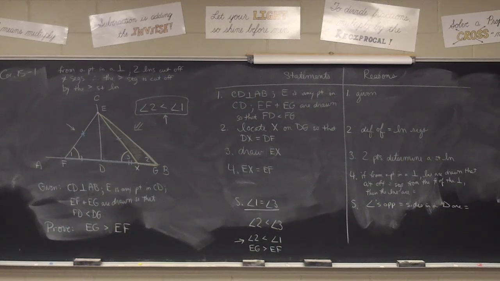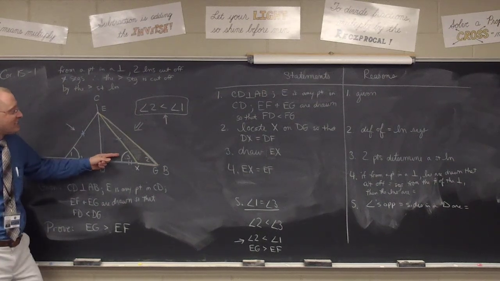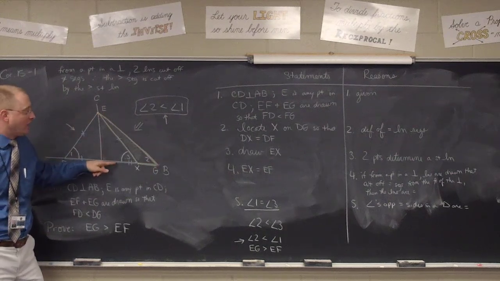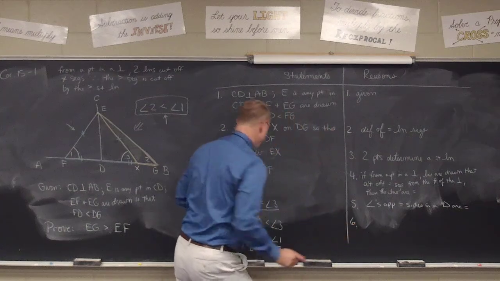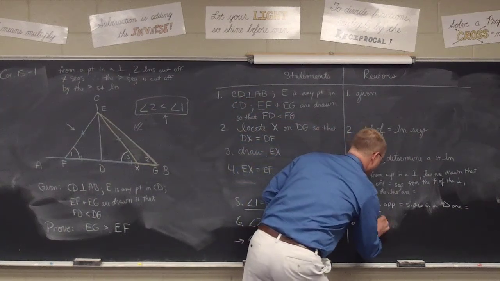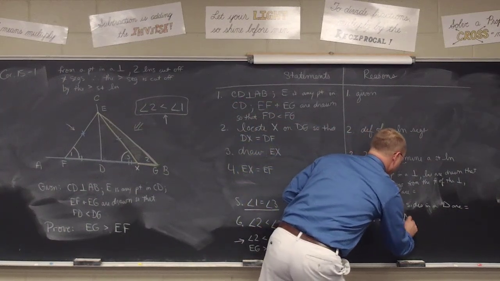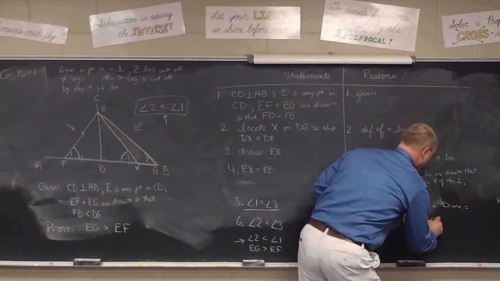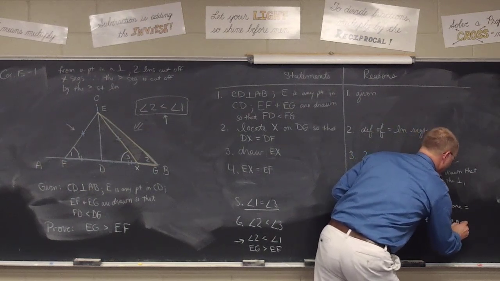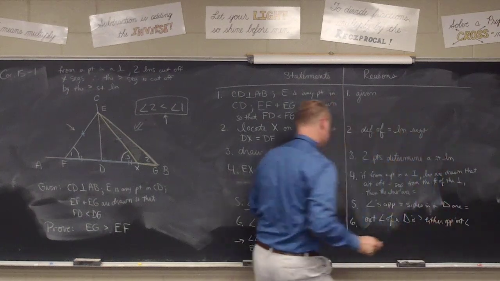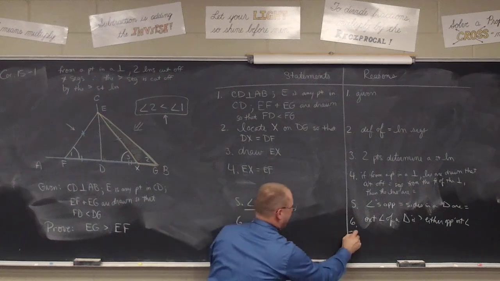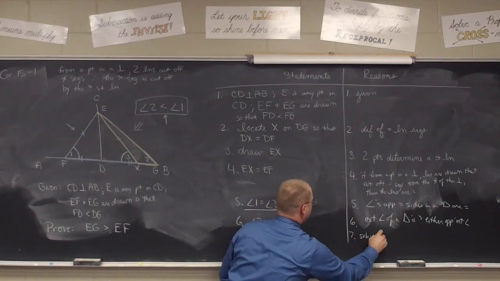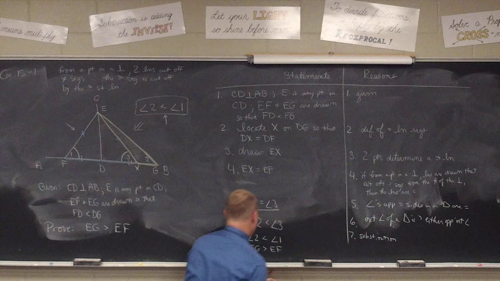Adam? Could you say that 3 is the exterior angle of the triangle? 3 is exterior to this triangle. 2 is an opposite interior. And we know that, number 6, an exterior angle of a triangle is greater than either opposite interior angle. Therefore, number 7, by substitution, angle 2 is greater than angle 1.